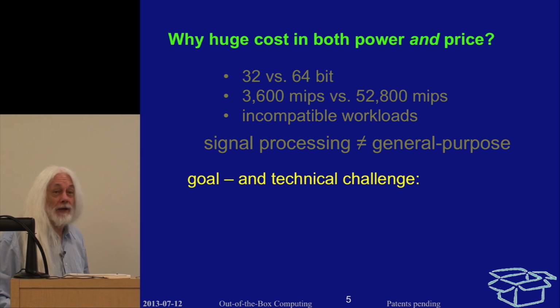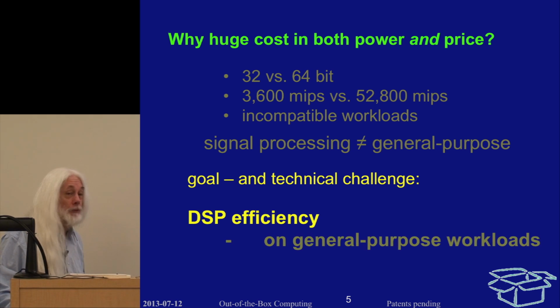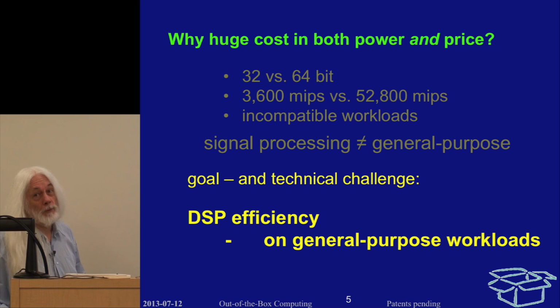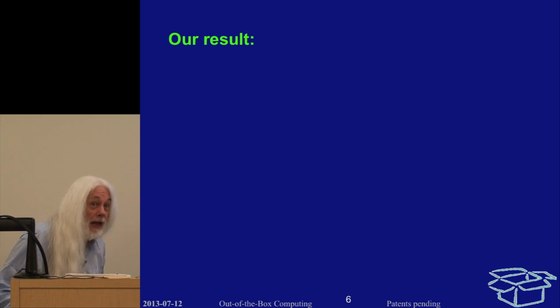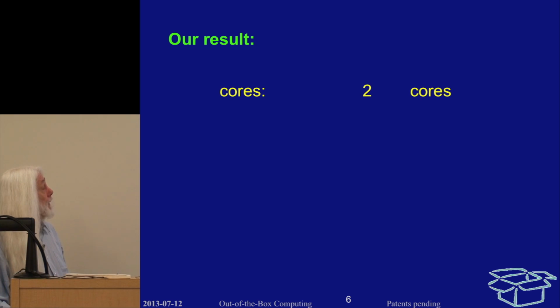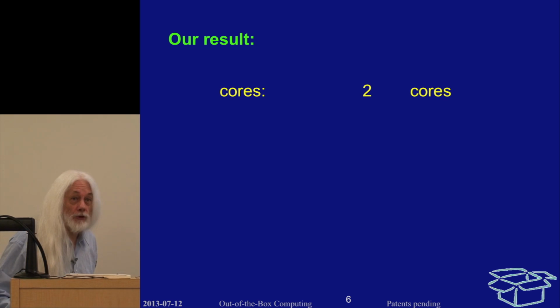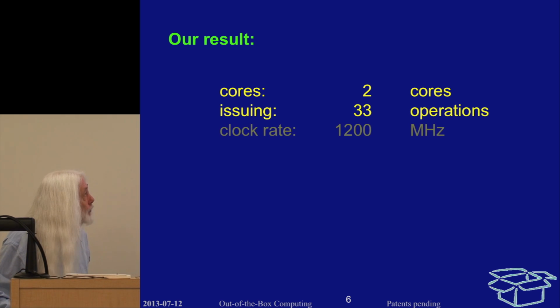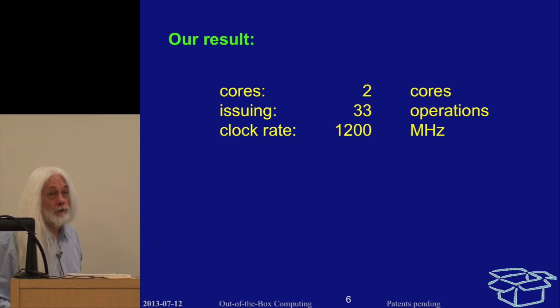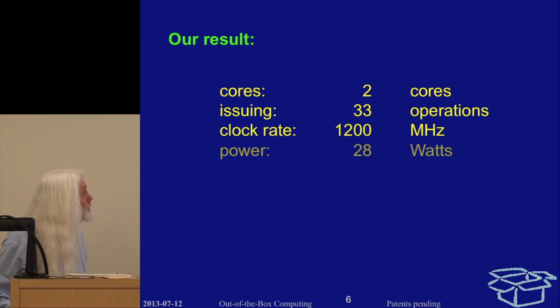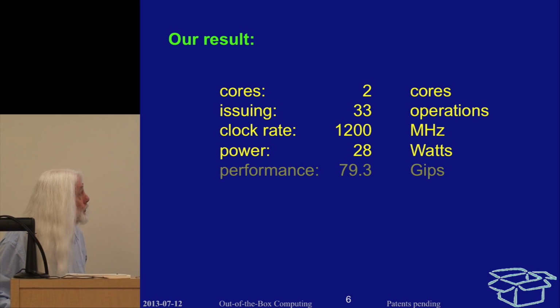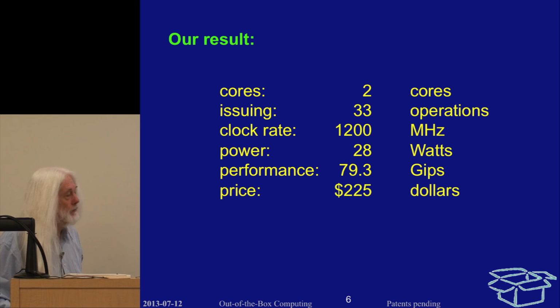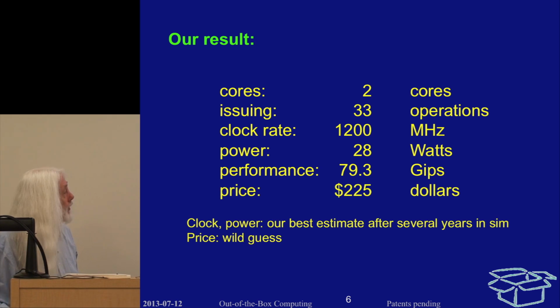So our goal as a chip design company, and the technical challenge, was to get DSP efficiency, but do so on general purpose workloads. We've been at it for nearly 10 years. This is a sample of the result. This chip has 2 cores, each issuing 33 operations per cycle. Only 1,200 megahertz, a third of what the superscalar does, but only 28 watts too, giving you not quite 80 giga operations per second, peak, and $225.